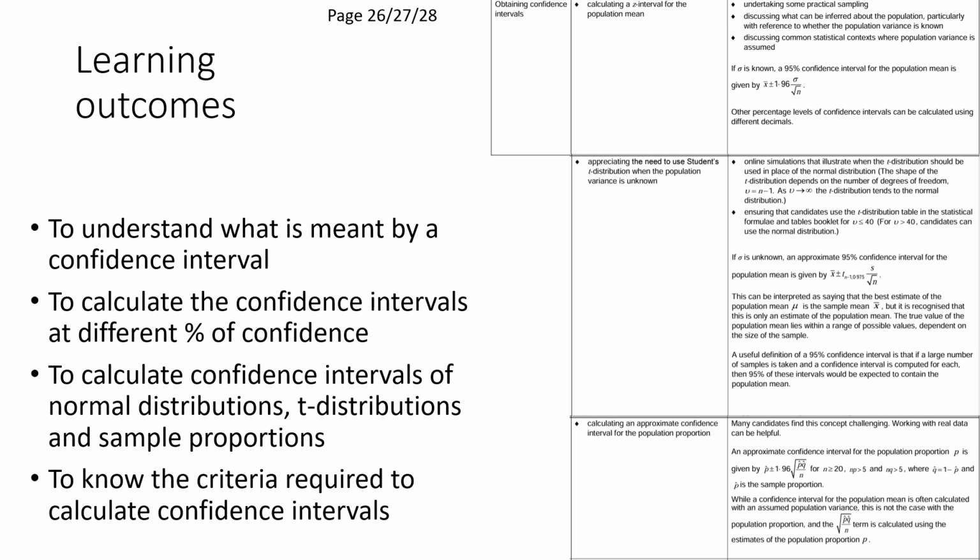That is the end of the lesson. Now you should know what is meant by a confidence interval. You should be able to calculate confidence intervals at different percentages of confidence, and you should be able to do so for normal distributions, t-distributions, and sample proportions. And you should know what criteria is required for you to do this for those three different scenarios.